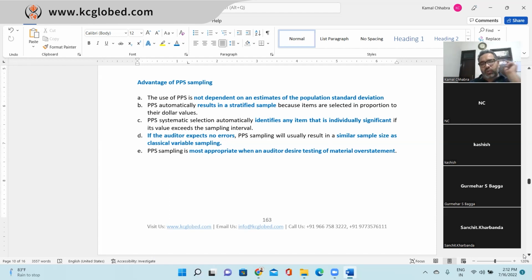So two main things you need to keep in mind. One is that the PPS sampling technique will give you more coverage. It will select more high value items and some representative items, right? Second thing is when the objective of testing is to validate the overstatement of any account balance or transaction, then it is more appropriate to use the PPS sampling technique over the random sampling technique. Make sense?